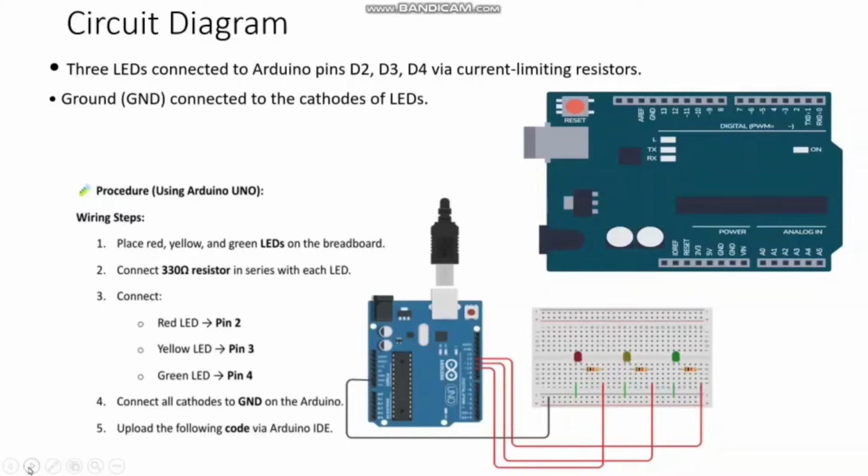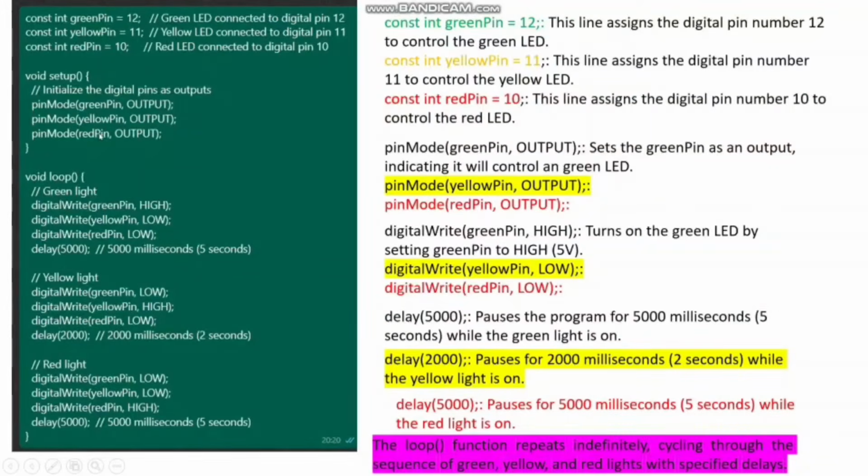Now the code part. This is the code we wrote. First, three lines assign the pins. Here 12, 11, 10 are assigned: 12 for green, 11 for yellow, 10 for red. This part of the program clearly explains the green pin as output, indicating the green light. Similarly, here it will give yellow, and red for the red color.